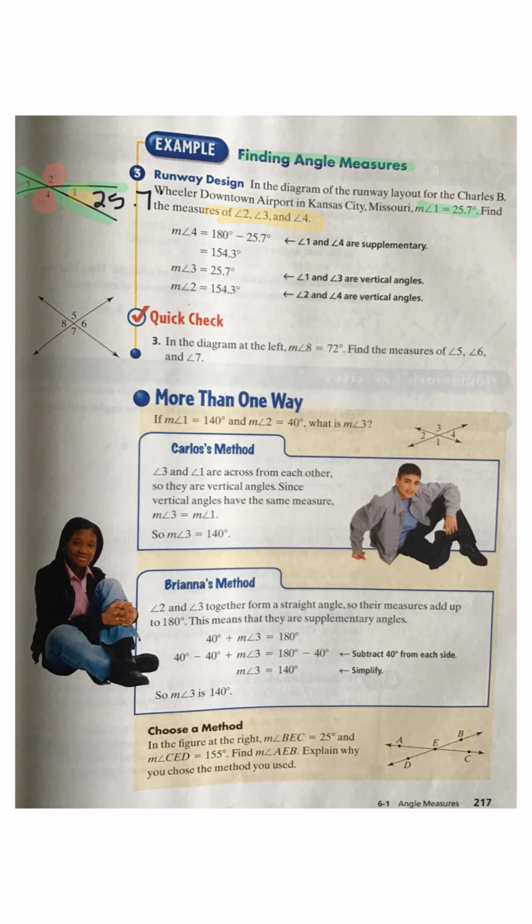So what we did is we are going to take 180 and subtract 25.7. That's going to equal 154.3. 154.3 is going to be the angle measurement of both angle 4 and angle 2.